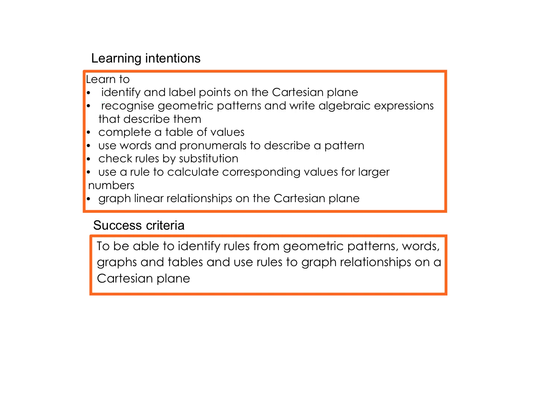Success criteria. That means you know when you've achieved this, when you can do this. You have succeeded when you can identify rules from geometric patterns, words, graphs, and tables, and use those rules to graph relationships on a Cartesian plane. So when you can do it right every single time, then you will be a linear relationship wizard. Very exciting.